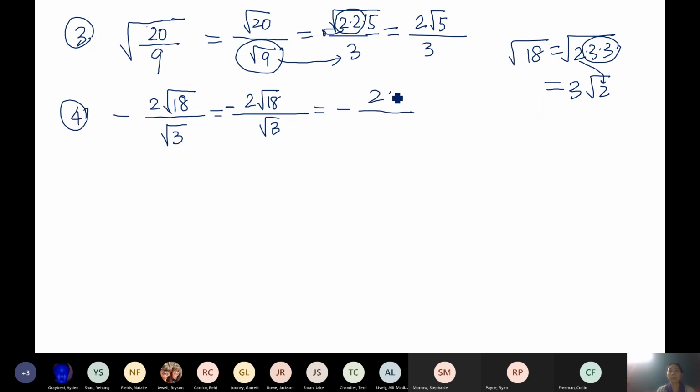I will get, I'm going to go ahead and copy the answer here, 3 square root of 2 over square root of 3. So that gives me negative, that is 2 times 3 is 6, square root of 2 over square root of 3. Okay. By the way, you won't be able to multiply the 6 and 2 there. And notice 6 is outside the radical, but 2 is within the radical.